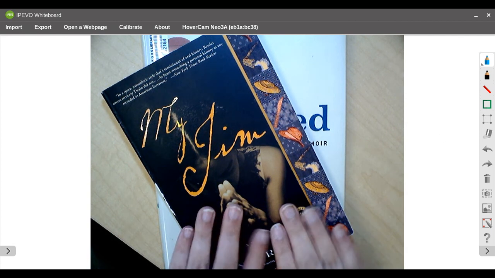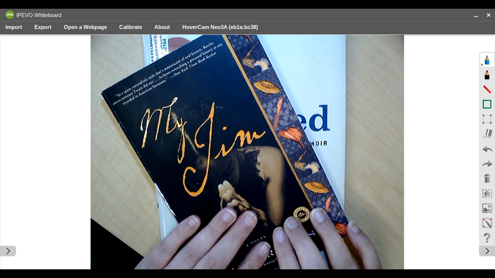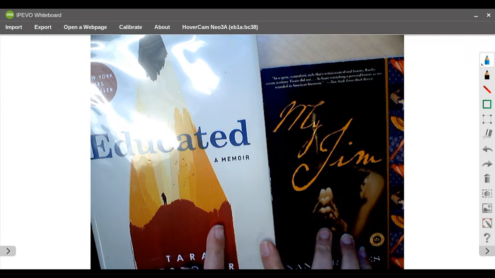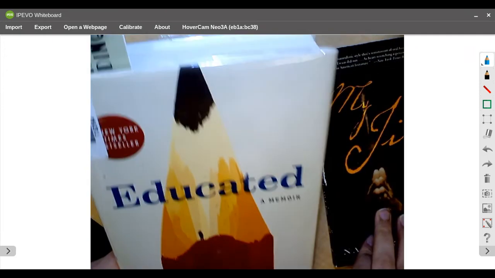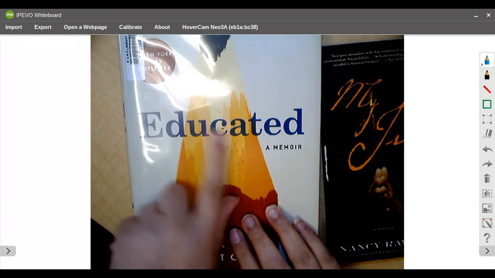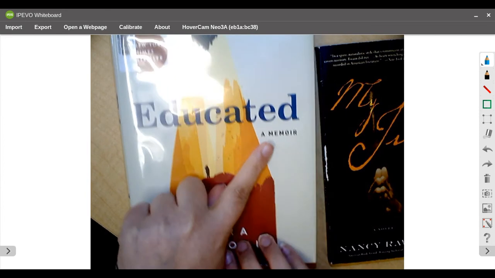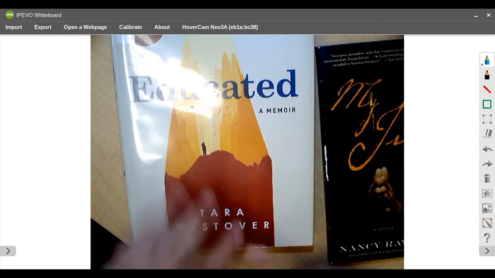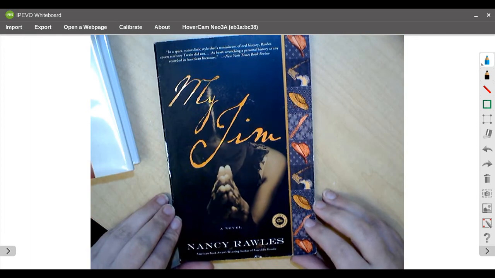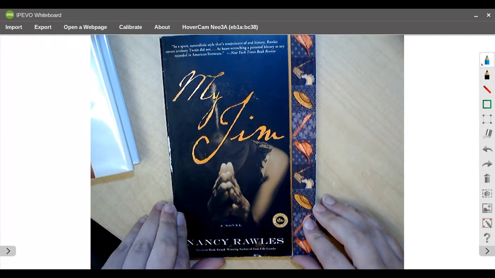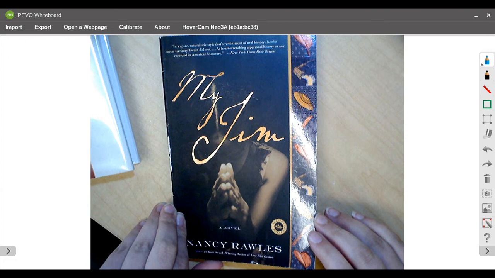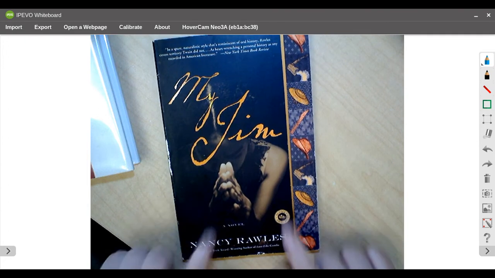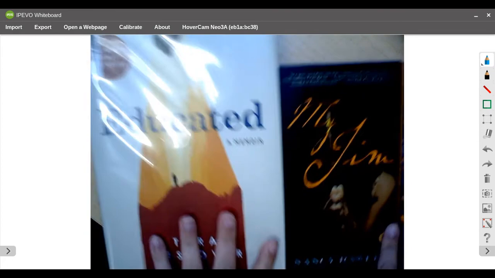Okay, what you should see in front of you is two books, two very different books. This book is a work of nonfiction called Educated, which is a memoir about this woman, Tara Westover, and her family. And this book is a modern retelling from the voice of a character from The Adventures of Huckleberry Finn. This is a work of fiction. This is not a work of fiction.